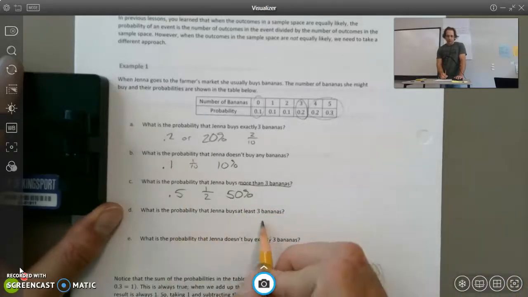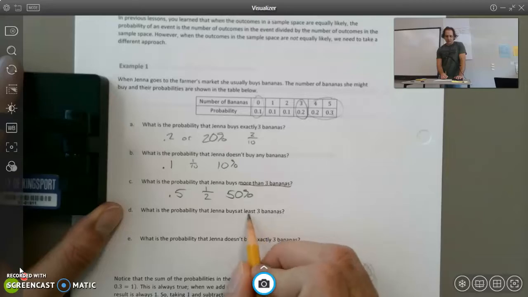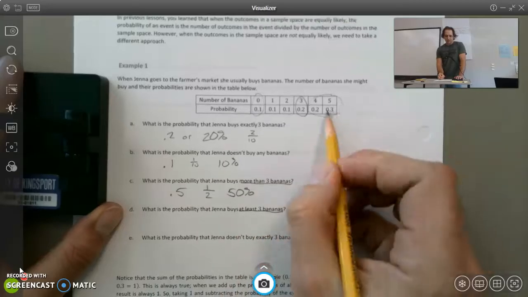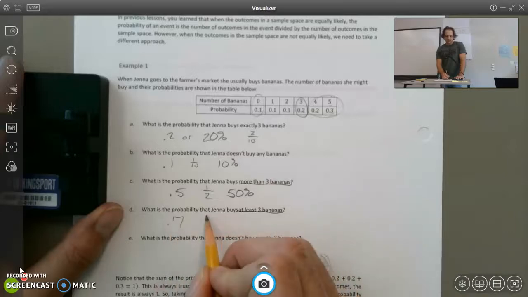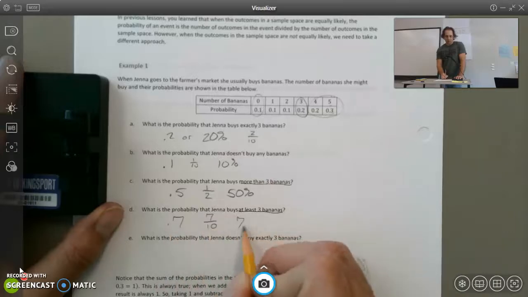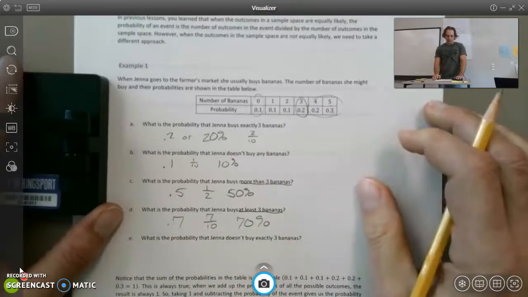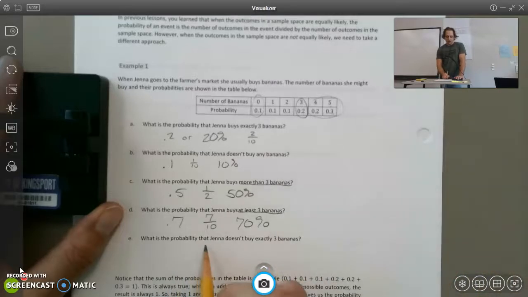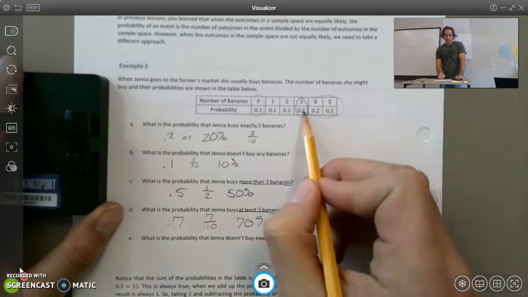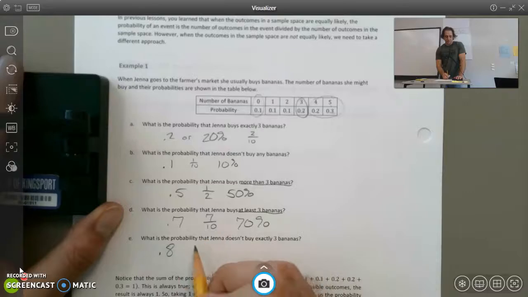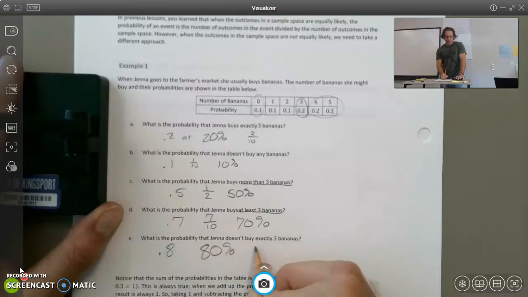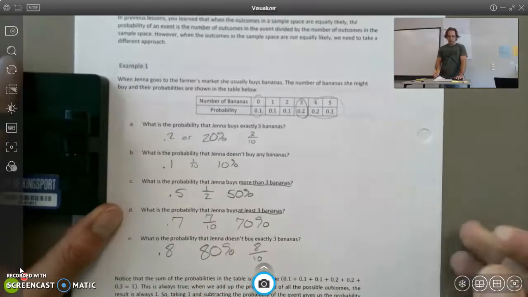What is the probability that she buys at least 3 bananas? So that would include 3. So that's 4 and 5 and 3. So that's 7/10 or 70% of the time. What is the probability that Jenna doesn't buy exactly 3 bananas? So any number except for 3. Well, 3 is 2/10 of the time. 8/10 of the time she buys something different. 80%, fraction, 8/10. All right.